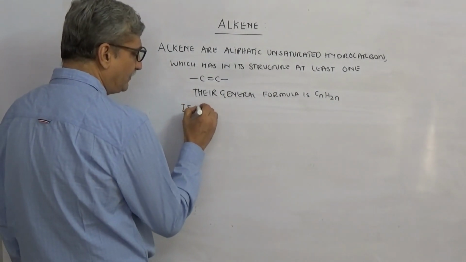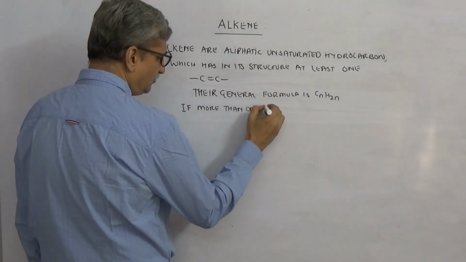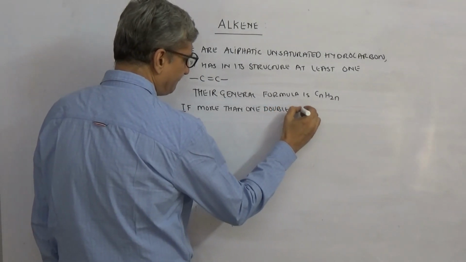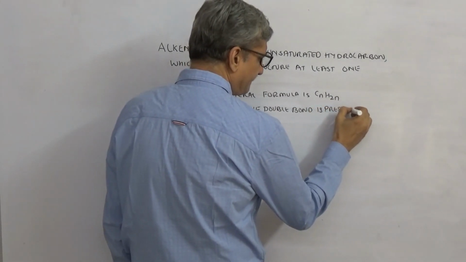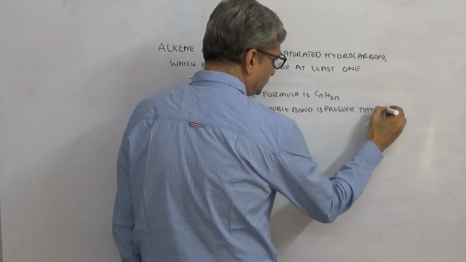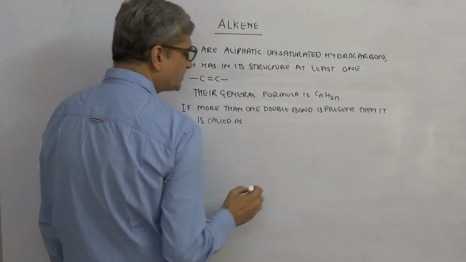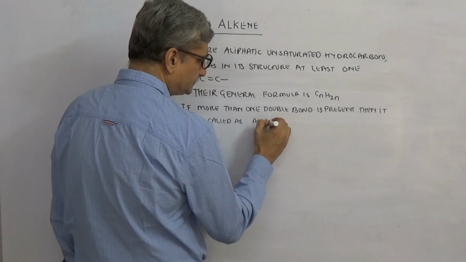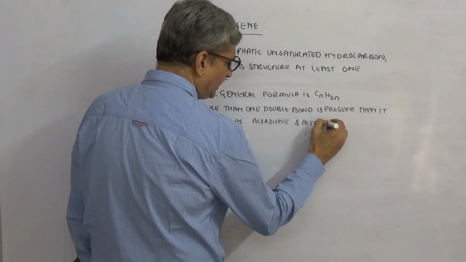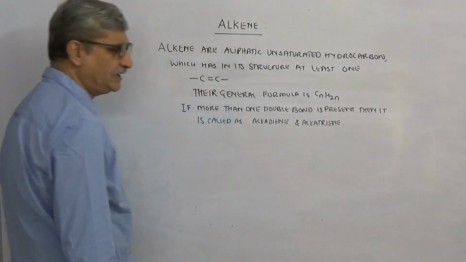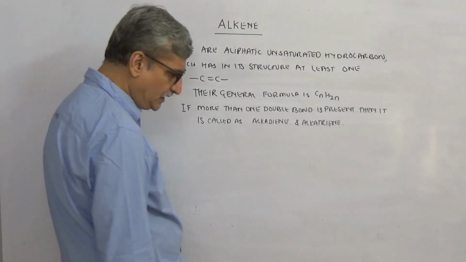If more than one double bond is present, then it is called alkadiene and alkatriene, and so on and so forth. Is this clear?